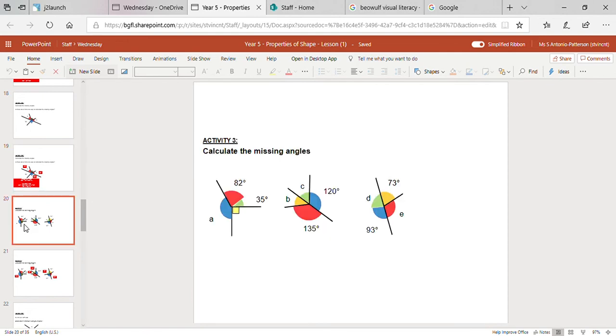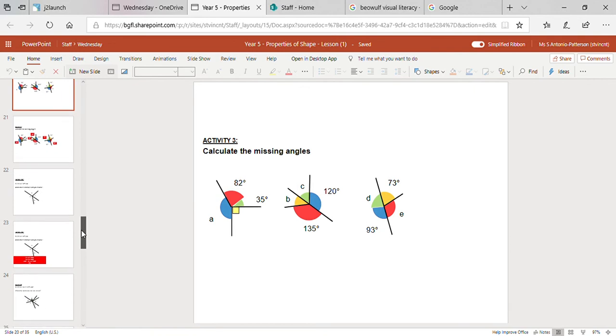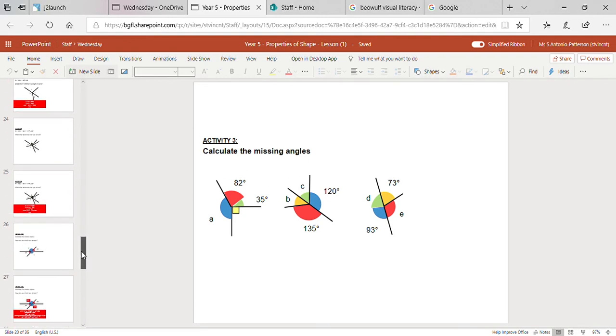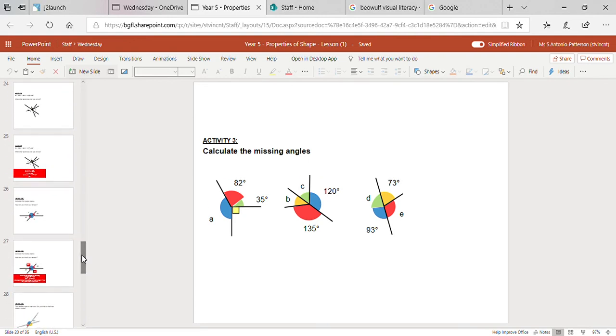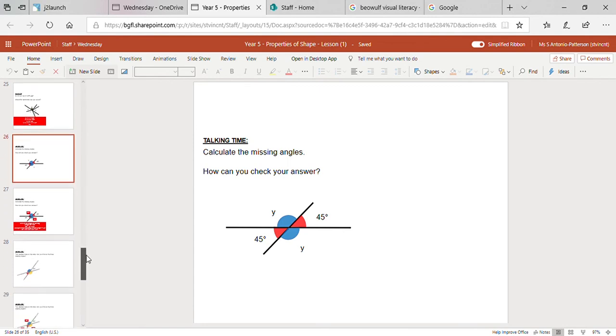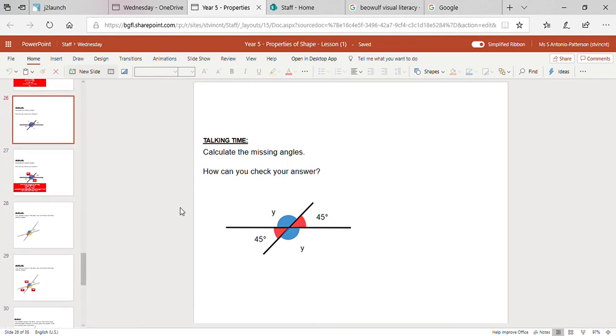Your activity is this. Pause the video now, calculate the missing angles, and then we will see where you are with that. I also have another activity for you to do, again just to check.